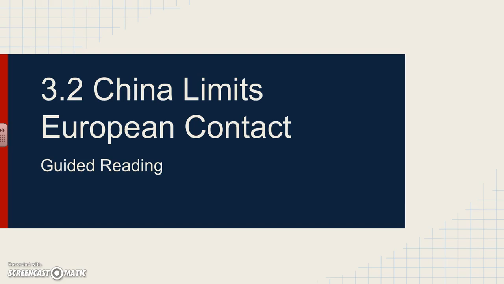This one's about section 3.2, how China limits European contact. So once again, as we go through these, please fill out the answers to the questions in the guided reading that was provided for you.